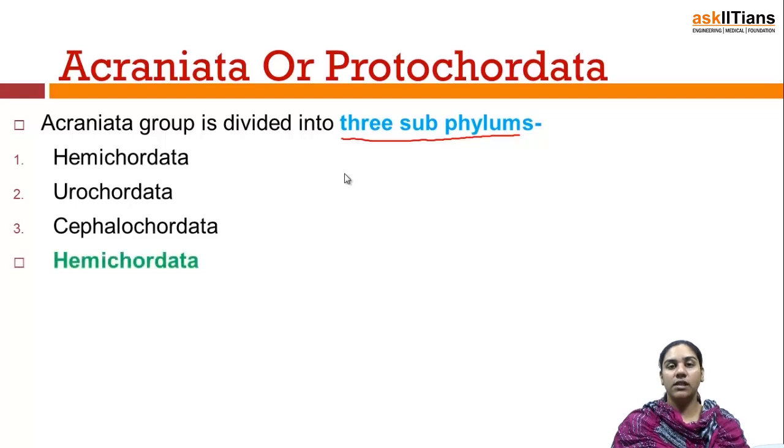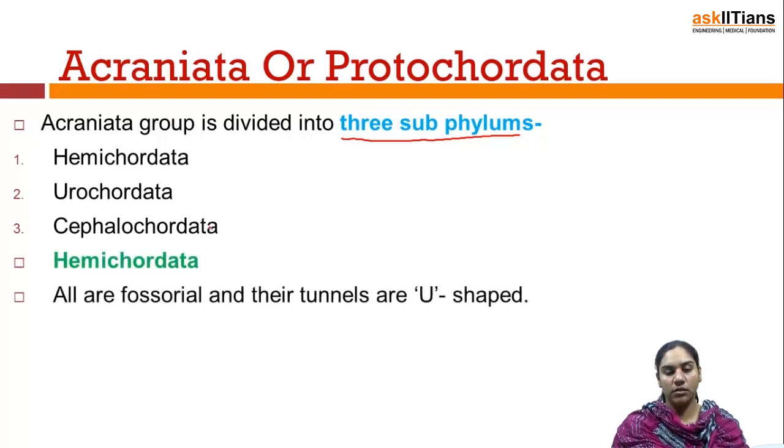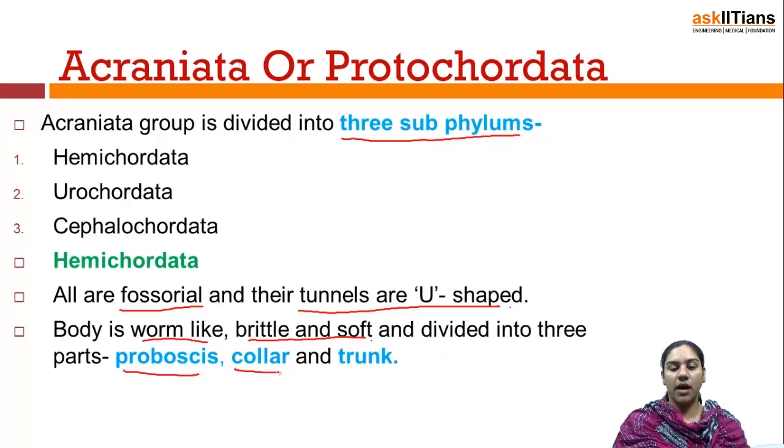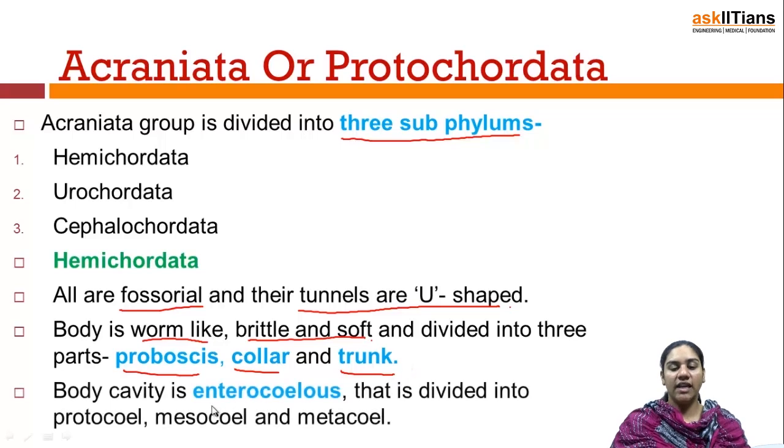Now about the first subphylum, that is the Hemichordata, these animals are all fossorial and their tunnels are U-shaped. The body of hemichordates is worm-like, but it is brittle and soft, and it is divided into three parts, namely the proboscis, that is the upper part, the collar, that is the middle part, and the trunk is the posterior part. The body cavity is the enterocoelus, and it is divided into protocoel, mesocoel and metacoel.